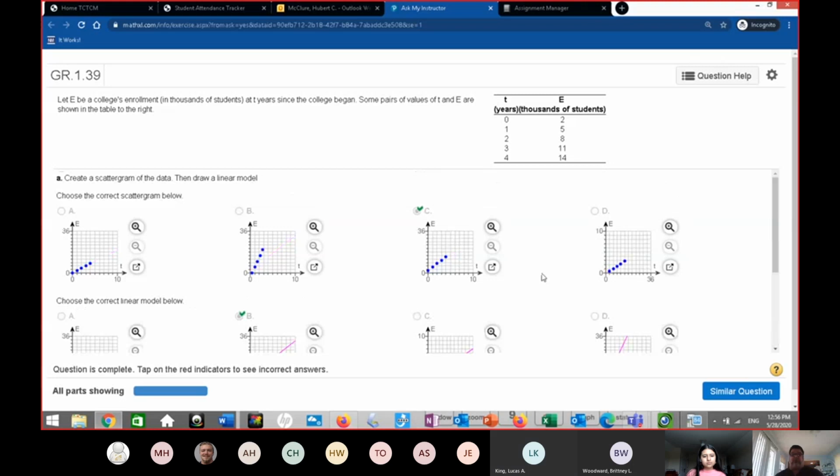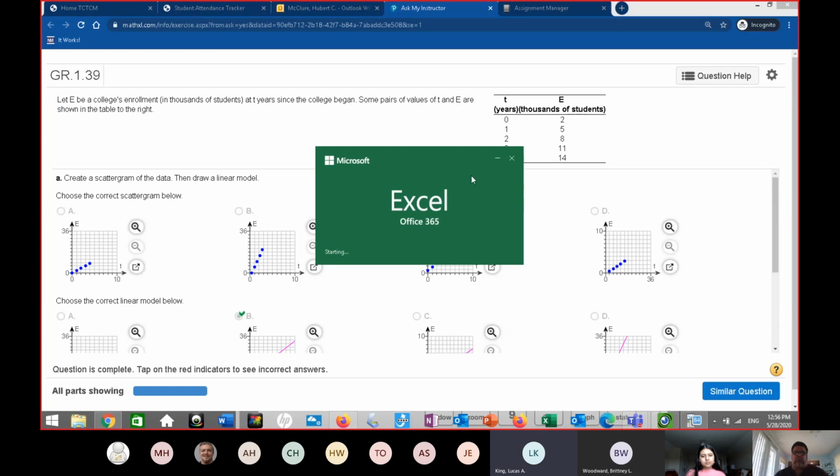Now, if you wanted to do it by the Excel spreadsheet, you would do this. You go into Excel, and you would type in the numbers.